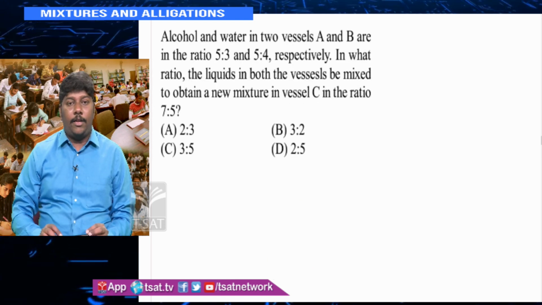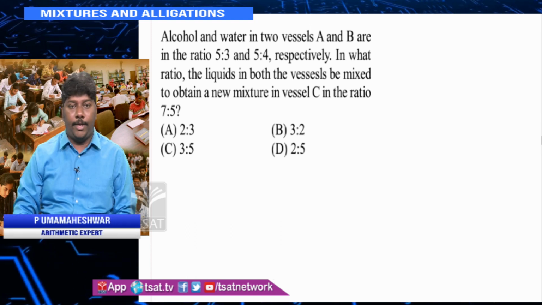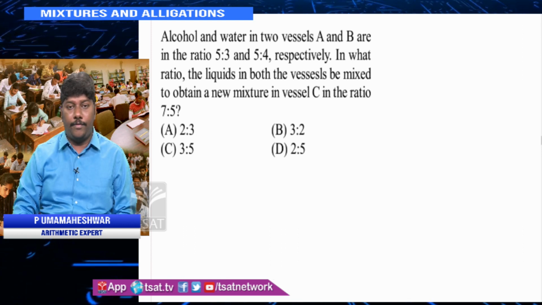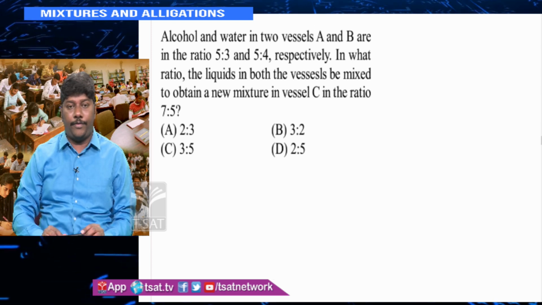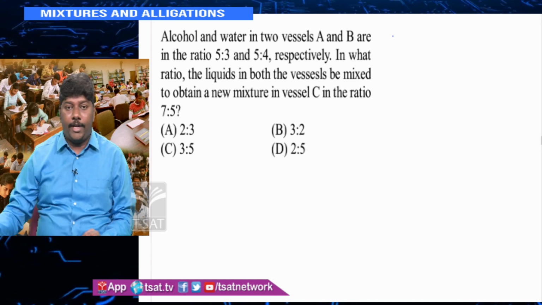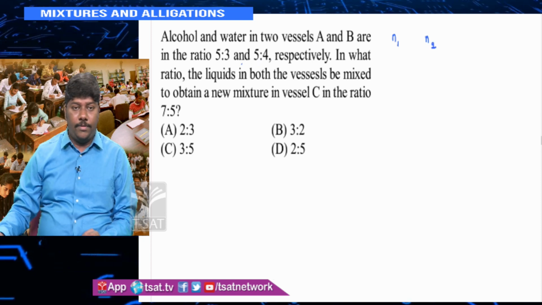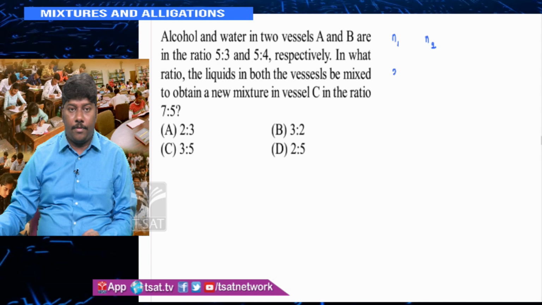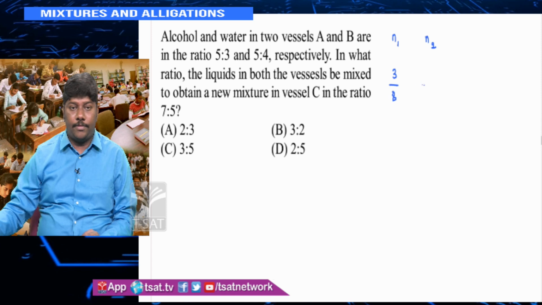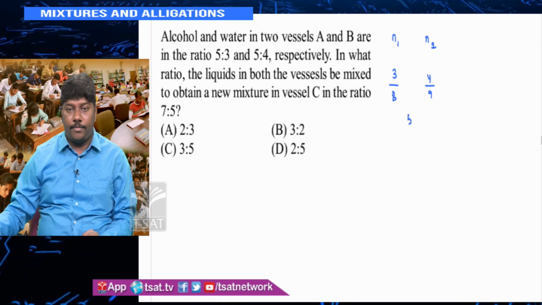Next one, alcohol and water in two vessels A and B are in the ratio 5:3 and 5:4 respectively. In what ratio should the liquids in both the vessels be mixed to obtain the new mixture in vessel C in the ratio 7:5? So it's asking you simply N1 is to N2. You take any one of them, you'll get the answer. You can take the smaller one. I'm taking the water ratio in both of them: 3 by 8, the second one is 4 by 9, the last one is simply 5 by 12.